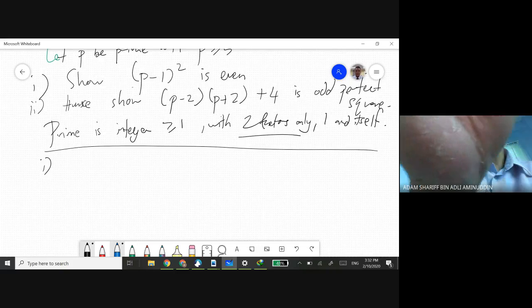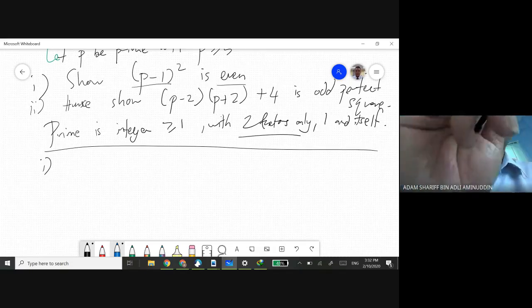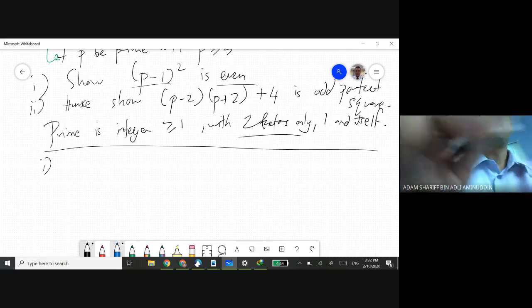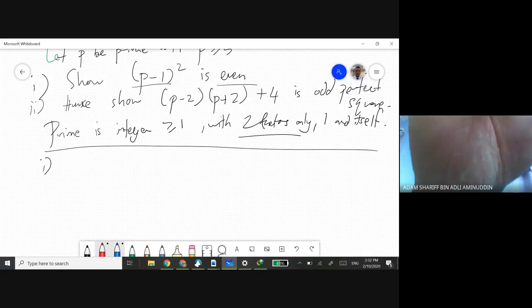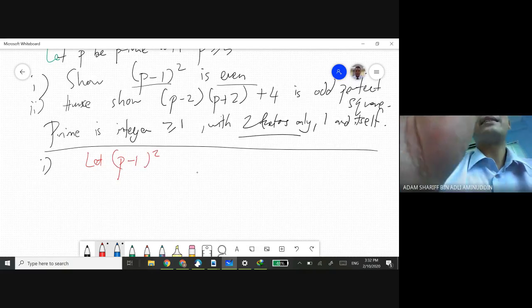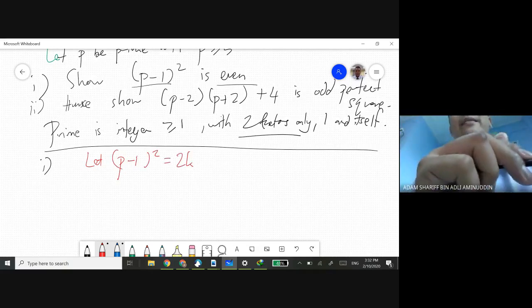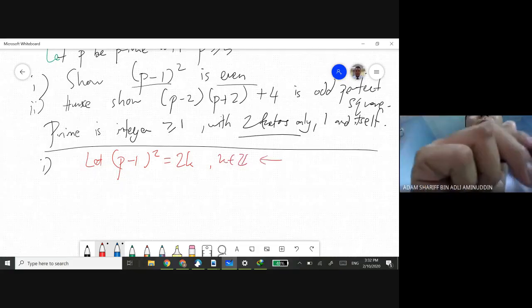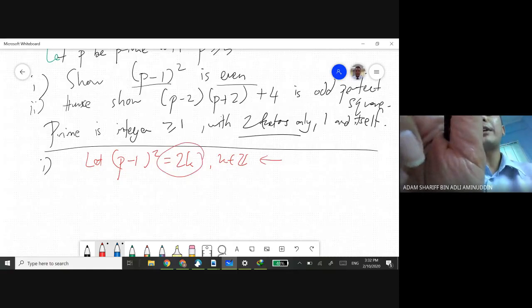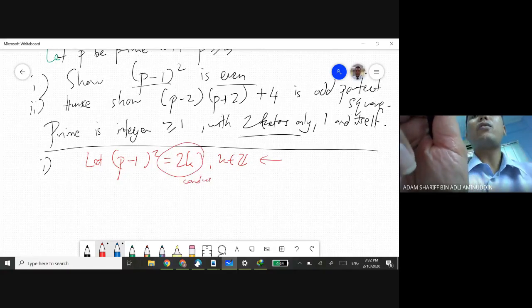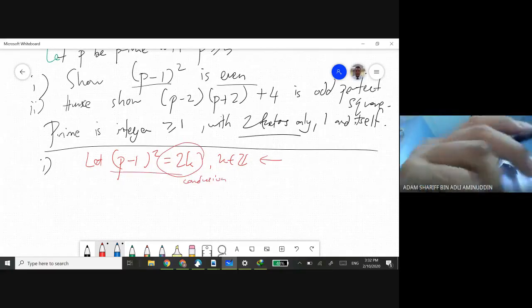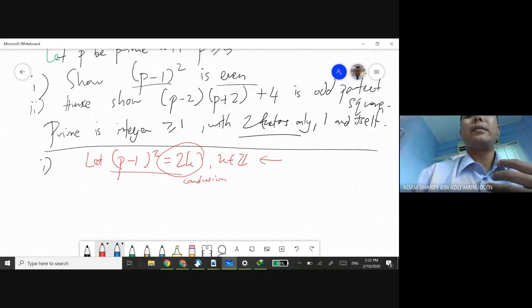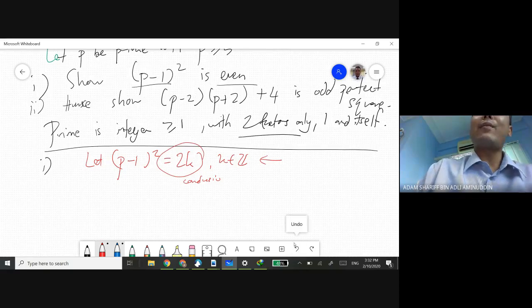Okay, show P minus 1 squared is even. So the common mistake by the student is that let P minus 1 squared directly to K, and K is an integer. It's very wrong if you start with this because this will be the conclusion. The conclusion, you cannot assume directly like this, then you will be stuck here. A good way to do is maybe, yes, you might start with the definitions. Kejap.